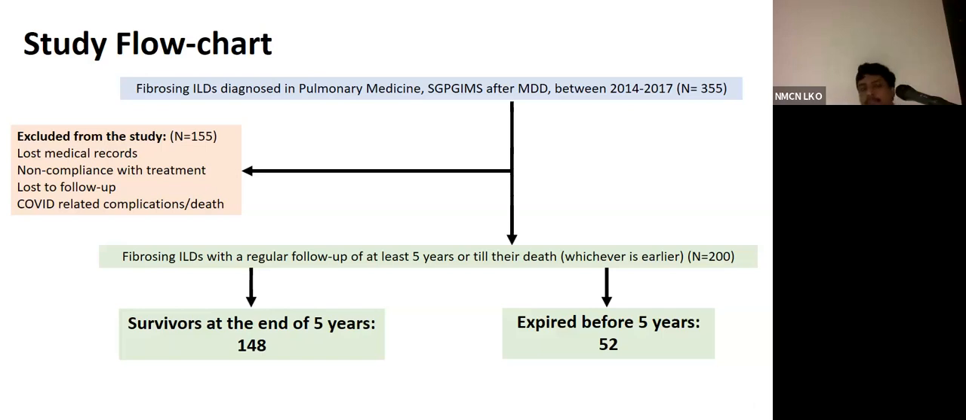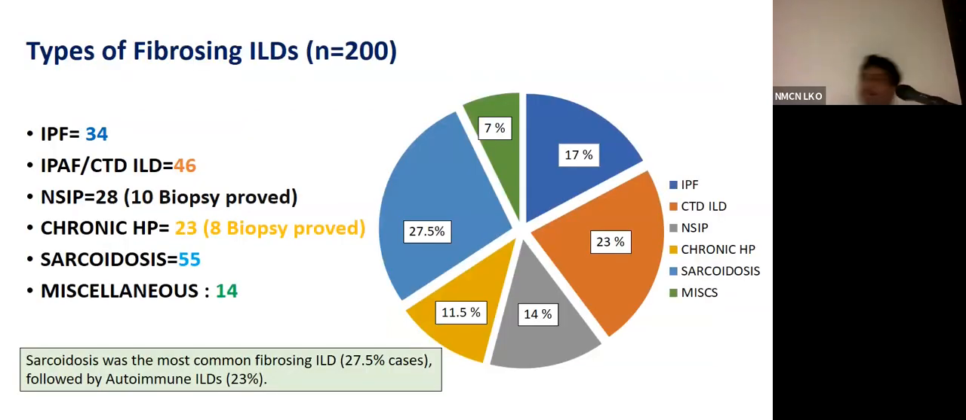In our results, we found that survivors at the end of 5 years were around 148 patients, and expired patients before 5 years were 52. Now, coming to the breakup of fibrosing ILD patients included in our study, the sarcoidosis group was the most common fibrosing ILD, around 27.5%, followed by autoimmune ILDs at 23%. Followed by NSIP, chronic HP, and IPF cases.